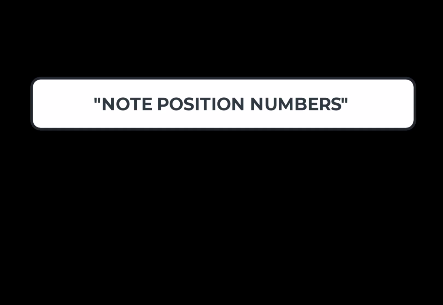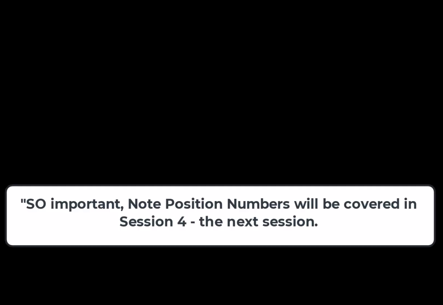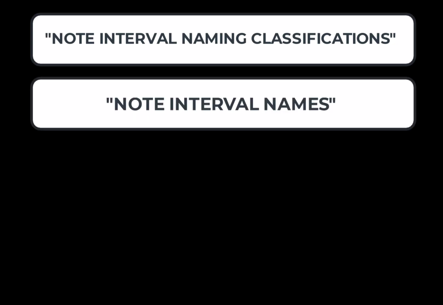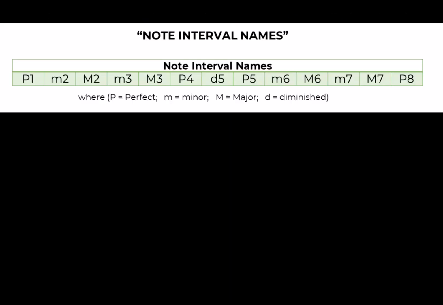The 4th note interval language, known as note position numbers, are so important that I will cover them as a standalone topic in session 4, the very next session coming up. But until then, let's look at these 3 classifications individually. The first of these 3 note interval naming classifications is known as note interval names. These, quote, names use both letters and numbers for each of the 12 notes in a chromatic octave and are assigned in sequence beginning with P1 on any starting note you choose and continues in order up the keyboard.